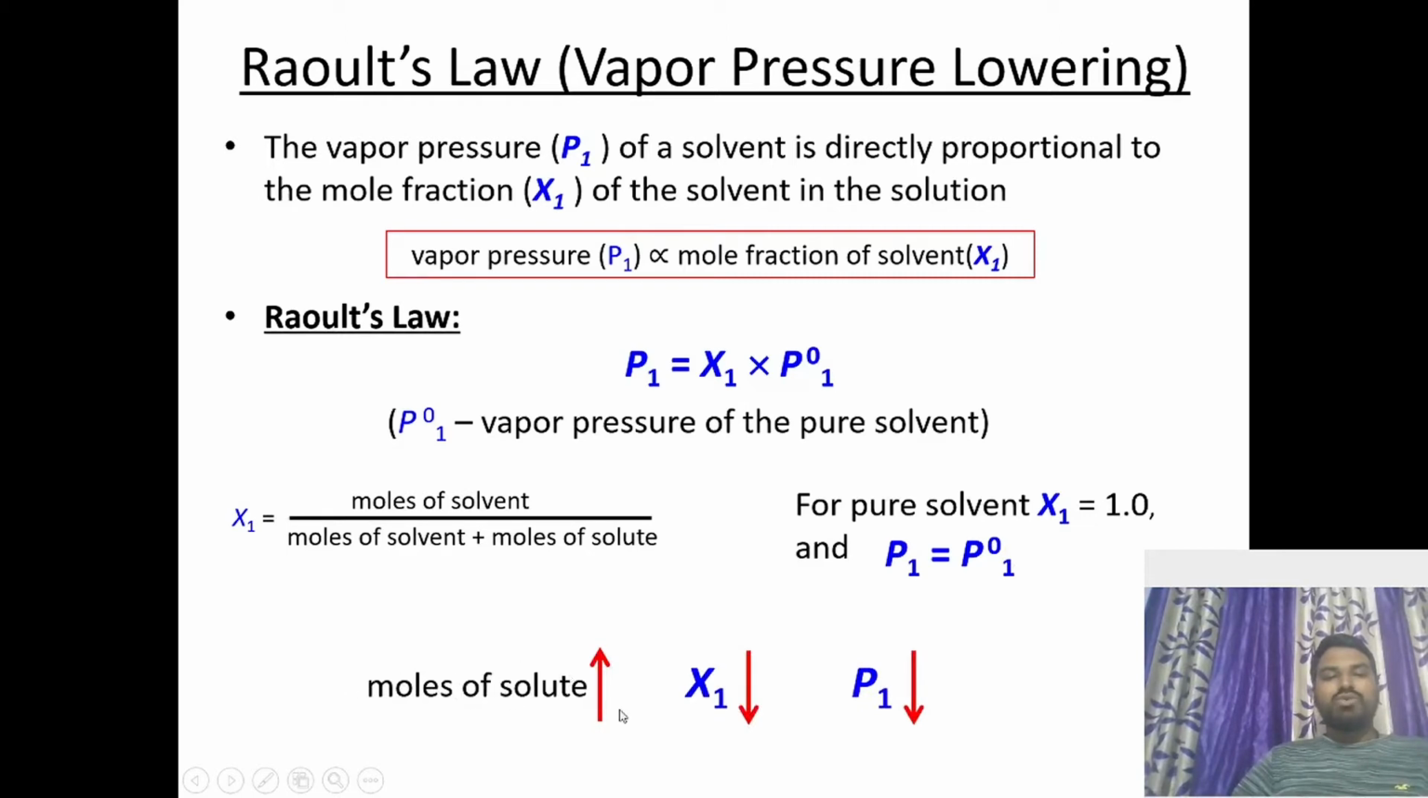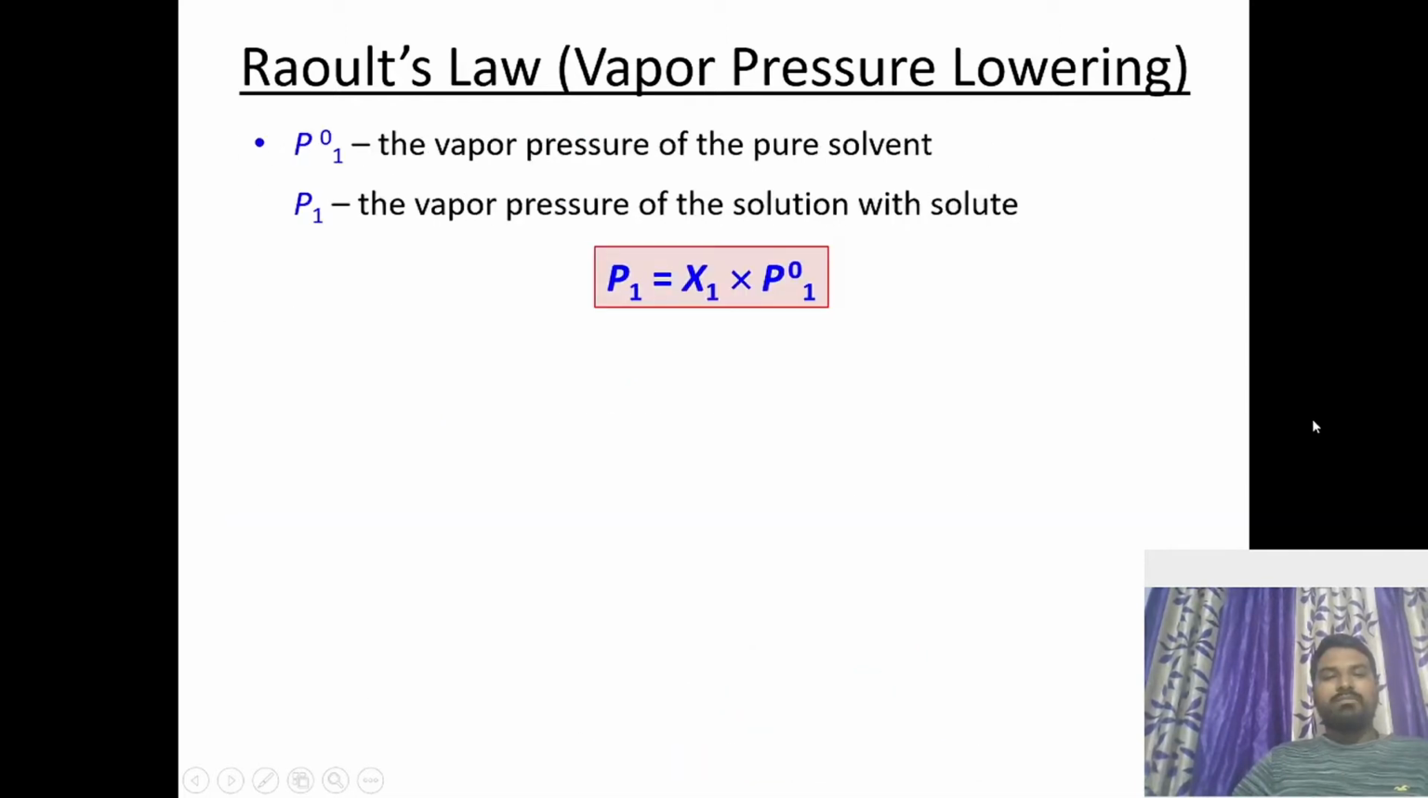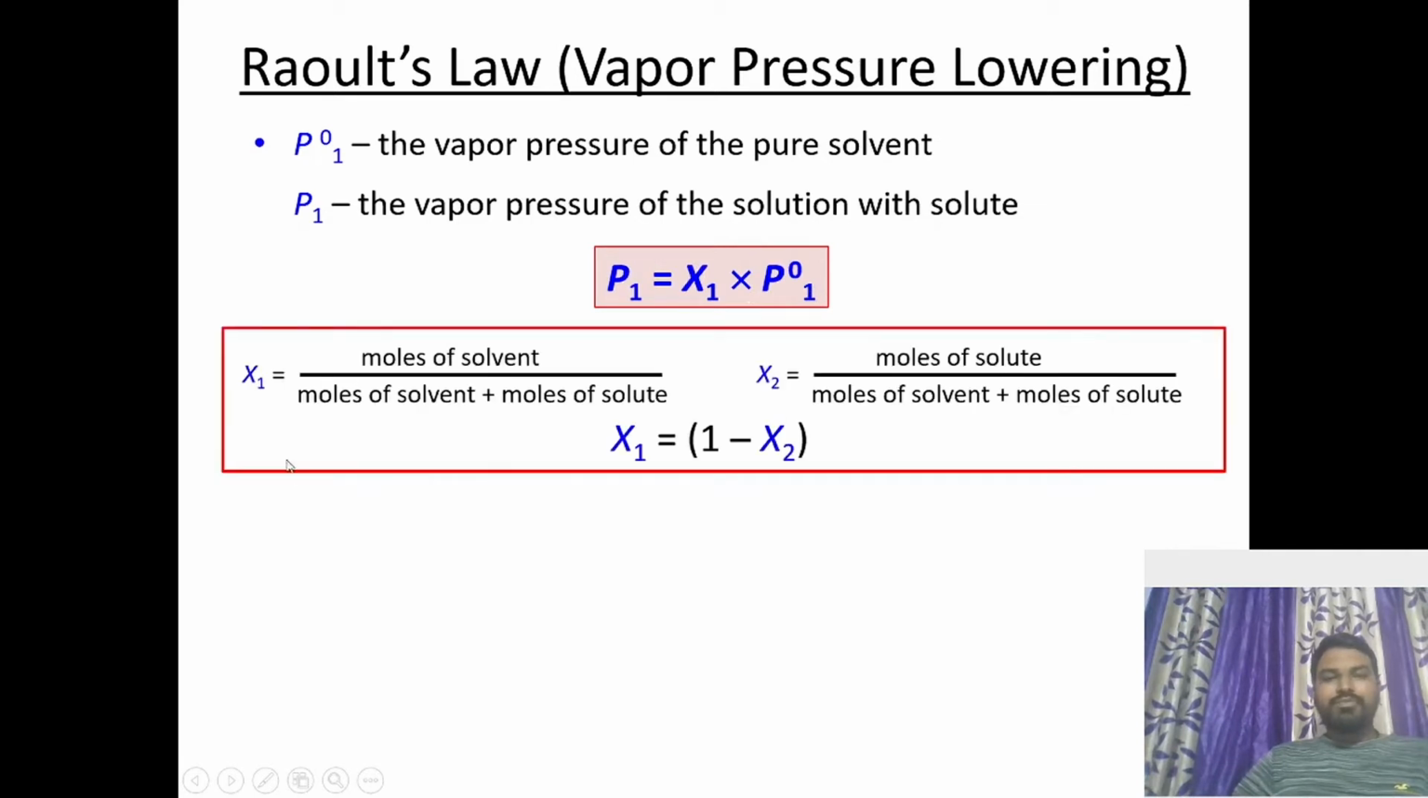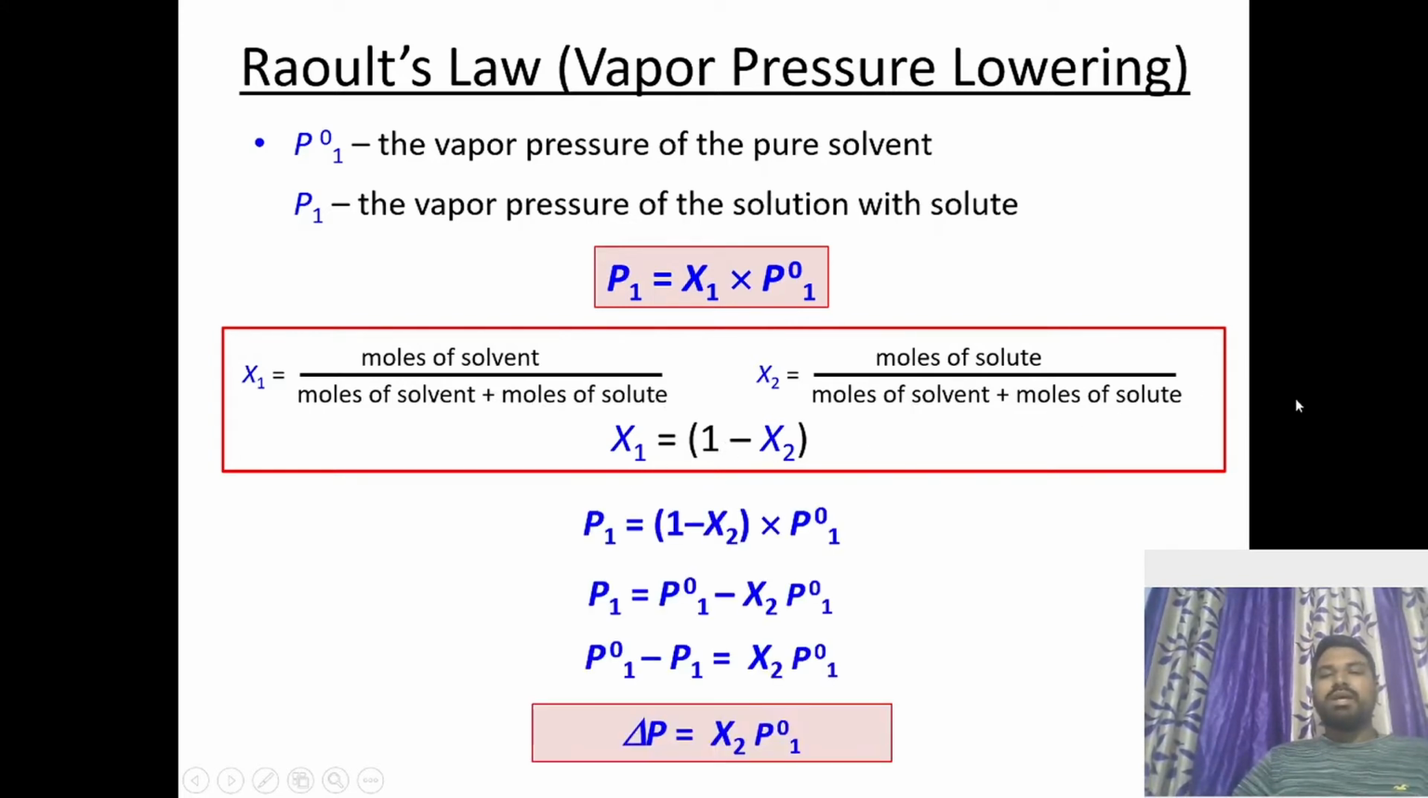Hence, as moles of solute increase, x1 will decrease, meaning the mole fraction of solvent will decrease and the vapor pressure of the solvent will decrease. As solute is added, the vapor pressure drops. See, it is given over here. Now P1^0 is the vapor pressure of the pure solvent and P1 is the vapor pressure of the solution with solute. Hence P1 = X1 × P1^0. X1 is moles of solvent divided by moles of solvent plus moles of solute. X2 will be moles of solute divided by moles of solvent plus moles of solute, and X1 will be 1 minus X2. The formula will be P1 = (1 − X2) × P1^0. P1 = P1^0 − X2 P1^0. P1^0 − P1 = X2 P1^0. Now delta P will be X2 P1^0.